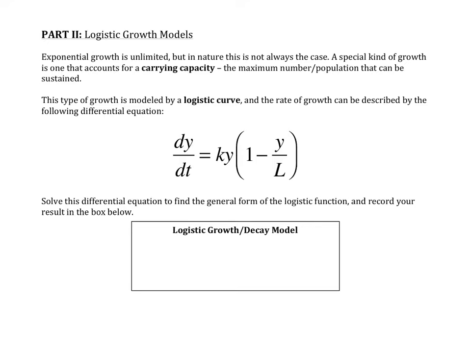All right, so anytime you have a population in an environment where there is a carrying capacity, in other words, a maximum number that can be sustained, this is going to be more accurately modeled by what we call a logistic curve, which means that after a certain point, the exponential growth is going to start to level out.